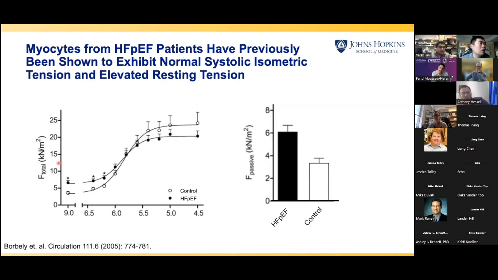Basically, what they found is that myocytes derived from these patients with HFpEF, specifically a diastolic heart failure phenotype, have elevated passive tension at low PCAs and actually normal, not significantly different changes in tension at higher PCAs. And of course, passive tension is higher in HFpEF versus controls. But this is not the HFpEF that we see.